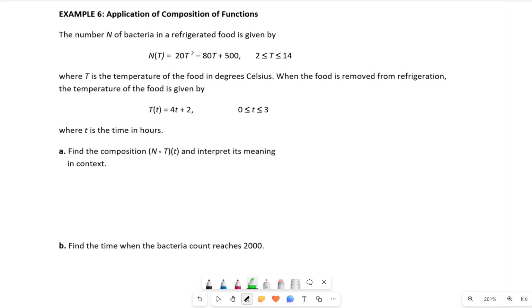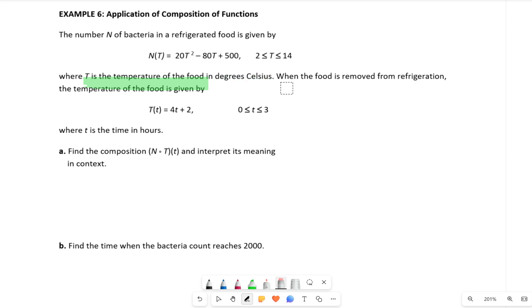Okay, so let's jump into this last problem, example number 6, application of composition of functions. Let's see how composition can be used to model and solve real-life problems. The number n of bacteria in a refrigerated food is given by n of t equals 20t squared minus 80t plus 500. The t value has to fall between 2 and 14, and t is the temperature of the food in degrees Celsius.